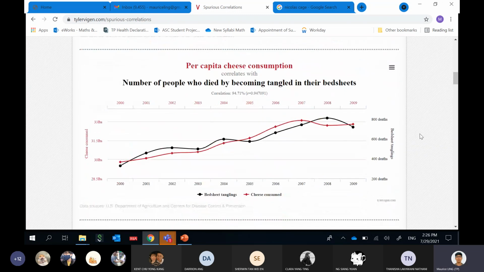And here, per capita cheese consumption, meaning how much cheese on average a person eats, is very well correlated, about 0.95, with the number of people who die by becoming entangled in their bed sheets. Yes, people do die by suffocating in bed sheets. And it's actually quite high. See, per year you have about 800 deaths.